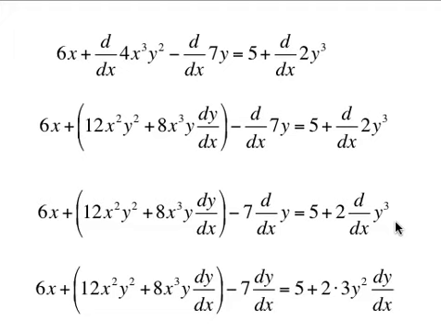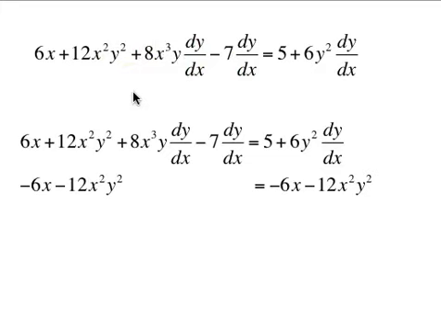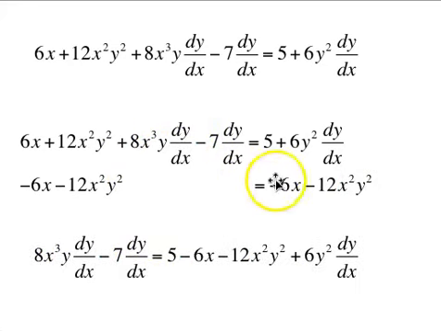So our next move is to isolate the dy/dx's, get all the dy/dx's on one side, and everything else on the other side. So let's see if we can do that. I'm going to need to subtract 6x and 12x squared y squared from both sides so that I get everything away from the dy/dx's. Now all that's left on the left side is 8x cubed y dy/dx minus 7 dy/dx. All that's left on the right side is 5 minus 6x minus 12x squared y squared plus 6y squared dy/dx.